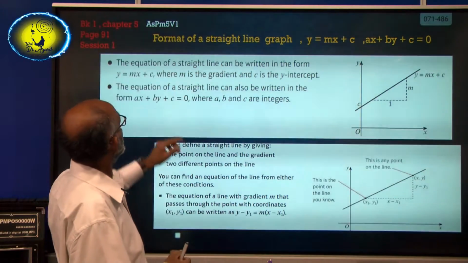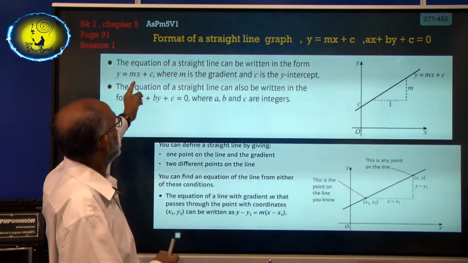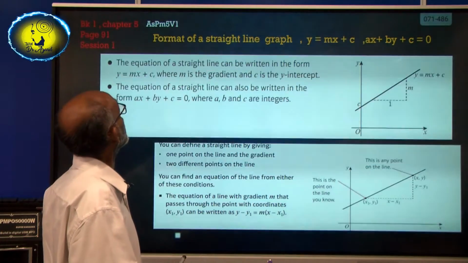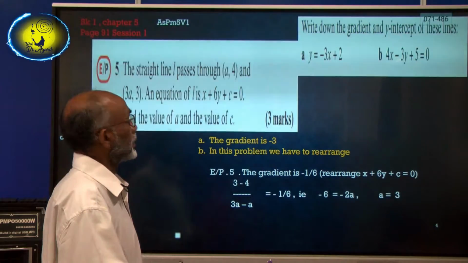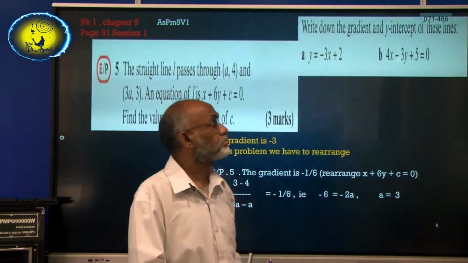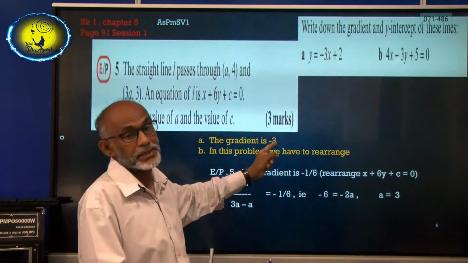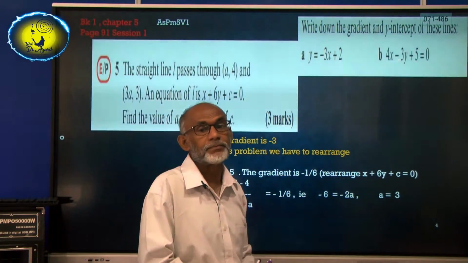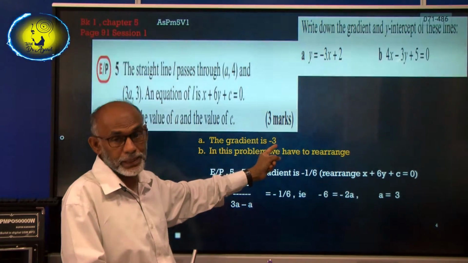How do you convert this format? If you have a straight line in this format, it should be possible for you to convert it to the other format. Let's do some exercises on different formats. Here part A says the gradient is minus 3. How do you identify it? y equal mx plus c. The m, the gradient, is minus 3, it's indicated.